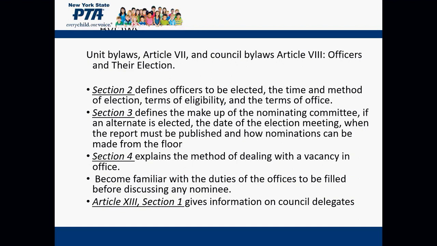Section 2 defines the offices to be elected, the time and method of election, the terms of eligibility, and the terms of office. Are they for a 1-year term, or 2 consecutive 1-year terms, or 1 2-year term? What are your officers? Section 3 defines the makeup of the nominating committee. If you have an alternate elected, when is the date of the election meeting? Again, it must be 60 days prior to your election meeting. And when the report must be published, and how nominations can be made from the floor. Section 4 explains the method of dealing with a vacancy. So this is important, as well as to become familiar with the duties of the offices to be filled.